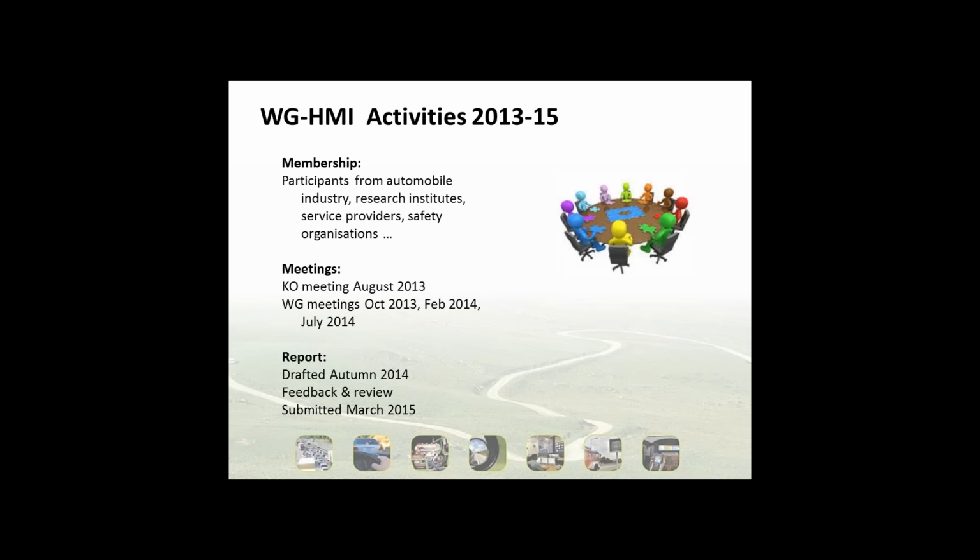Participants came from the automotive industry, research institutes like TNO, BUST, but also service providers, safety organizations, and so on. Well, and we finalized the report in autumn 2014, received some review and feedback, and submitted it then in March 2015. Meanwhile, it has been revised and accepted by the iMobility Forum Steering Group.